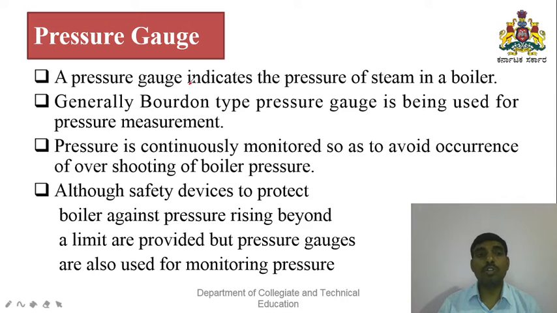So students, next we move on to the pressure gauge. This is also a very important device to measure the pressure inside the steam boiler. Generally it indicates how much pressure of steam is in the boiler. Commonly a Bourdon type pressure gauge is used for pressure measurement. Pressure is continuously monitored so as to avoid the occurrence of bursting of the boiler. So here the pressure is a very important criterion in the boiler.